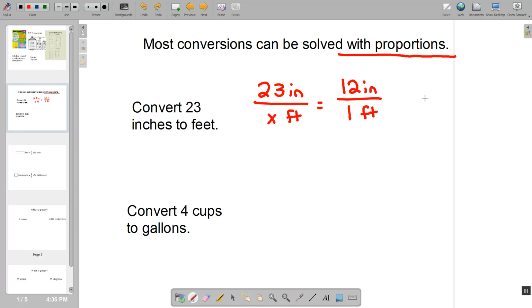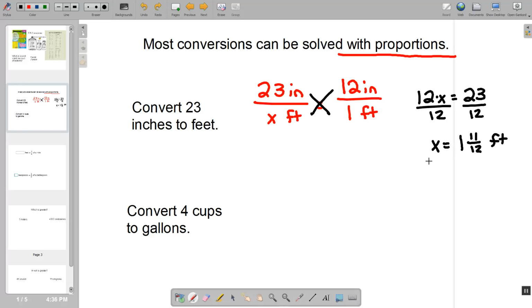We know that x times 12 goes here because we are multiplying across the x in the equal sign. And then we do 23 times 1, which is 23. Because this is a decimal answer, we're going to divide both numbers by 12. And so x is going to be equal to 23 twelfths, or 1 11 twelfths. And the label is feet. So just under 2 feet.